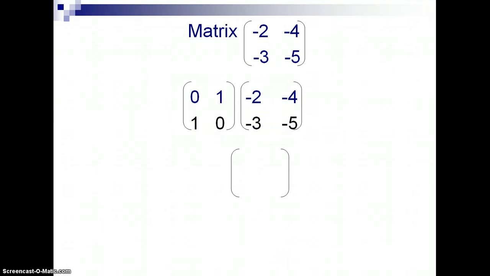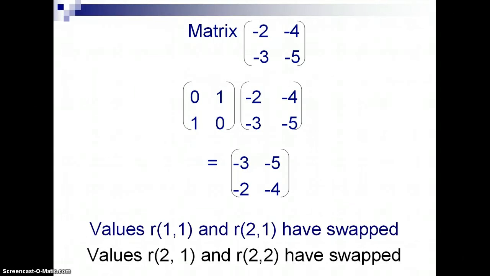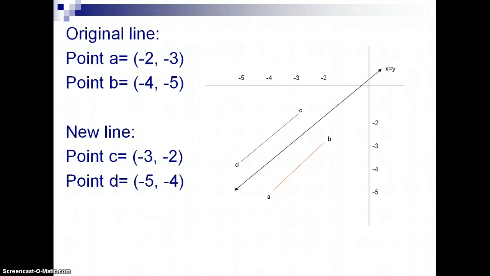We can assume that this transformation matrix will hold for negative numbers, which we will test now. As you can see, the R11 and R12 values have swapped, and the R21 and R22 values have swapped. When this is placed in a number plane, we can see a similar effect has occurred, only the new line, blue, is reflected upwards of the original line. But the reflection still occurs across the line x equals y.